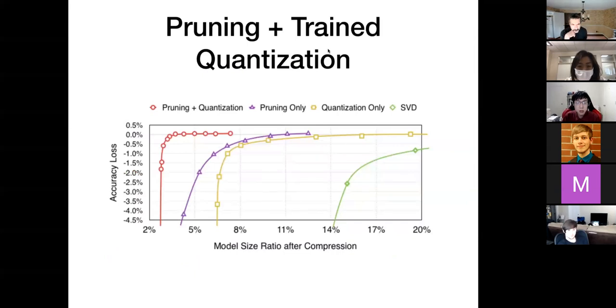Here are results for pruning and trained quantization when you do both. These red dots are the case when only pruning, and this is quantization only. And SVD is another way of doing model compression that they compared against. You see that pruning and quantization basically improve the results. The x-axis shows the model size ratio after compression.